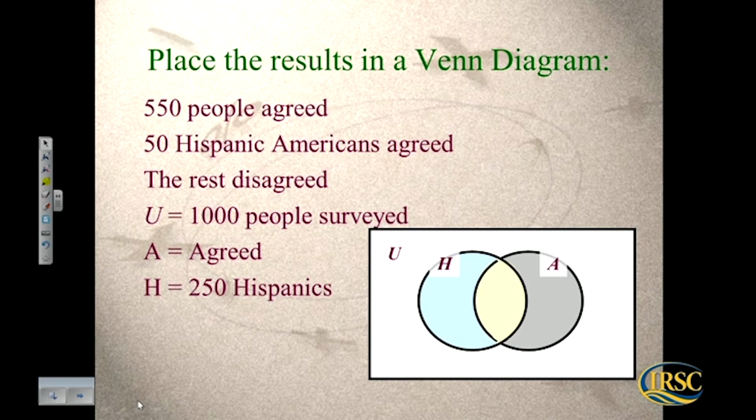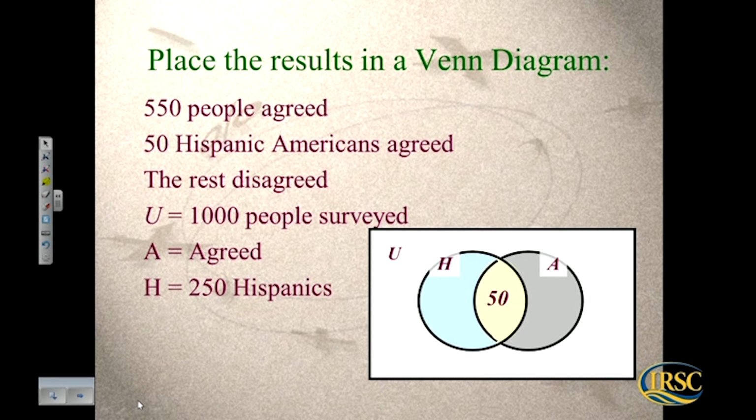Okay, so if we're going to fill in our cardinality, where do we need to begin? In the middle. And so what does that yellow region represent? The Hispanics that agreed. Good. So what number belongs in there? 50, because there were 50 Hispanics that agreed.